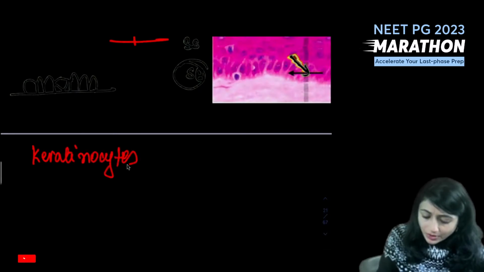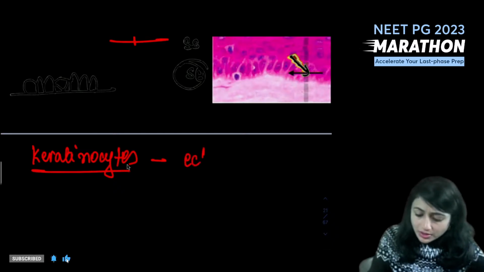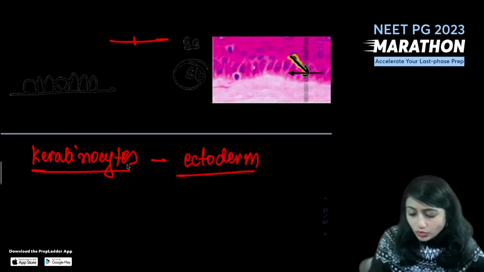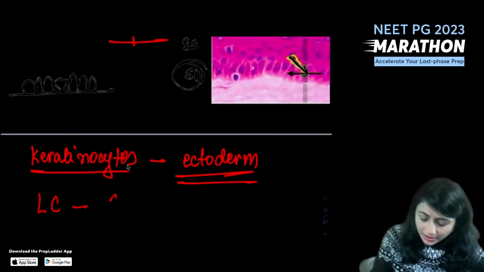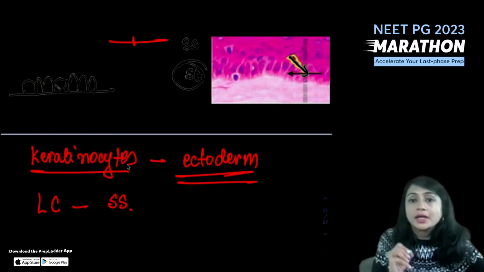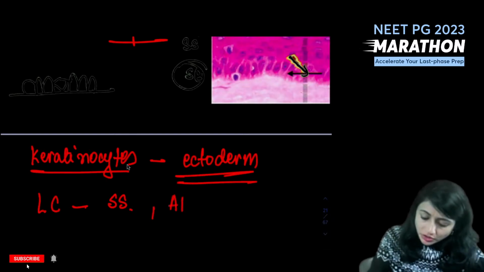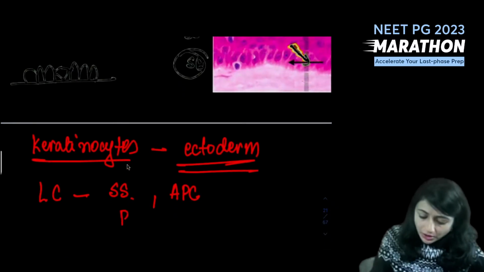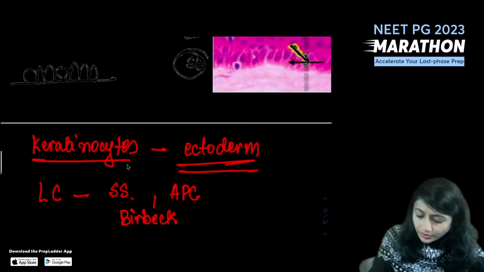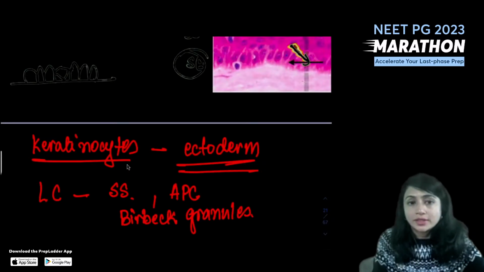Keratinocytes are present in all layers. More than 95% of my cells are keratinocytes. Where is it derived from? It is derived from ectoderm. Langerhans cells are seen in stratum spinosum. They are dendritic cells, like melanocytes. Their role is they act as antigen presenting cells, and they have a particular granule called Birbeck granules in them.